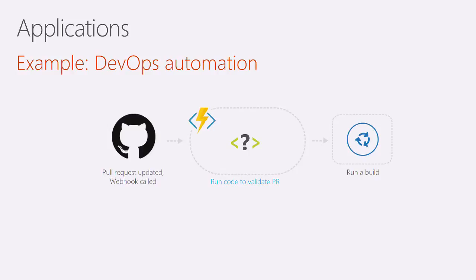And this one, DevOps automation, this one is important to me because, well, I guess my team does it. We have, for example, functions that are set up to validate PRs when people send us or update PRs for the Azure Functions code. So we use the GitHub webhooks to trigger our functions, run our validation code, and then if the PR passes, we then kick off a build.